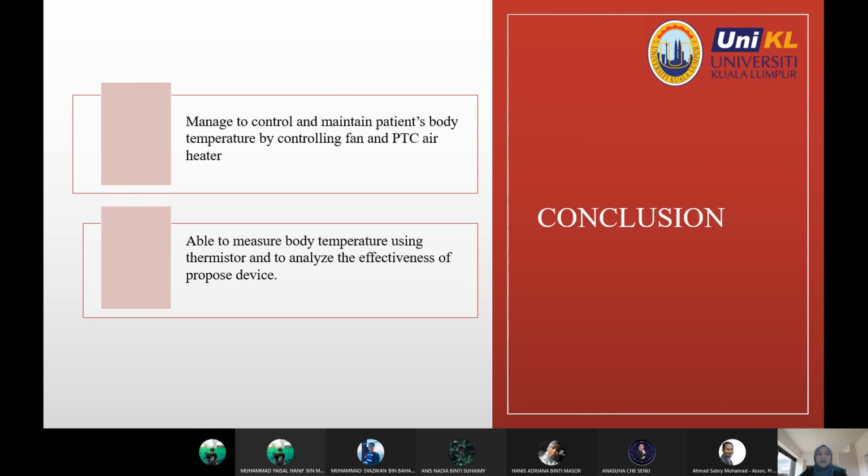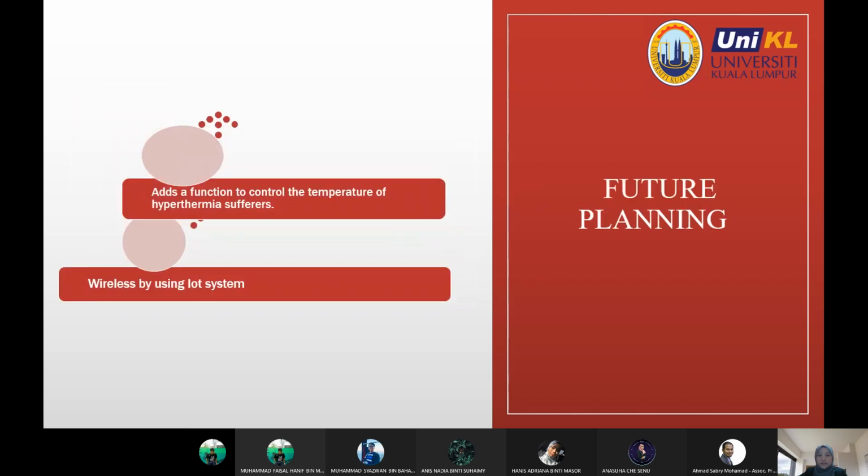So the conclusion: I managed to control and maintain patient body temperature by controlling the fan and PTC heater, and was able to measure body temperature using a thermistor and analyze the effectiveness of the proposed device. For future planning, this project can be improved by adding a function to control the temperature for hypothermia sufferers, which are patients who produce more heat than they lose, and it can be improved wirelessly by using IoT. Okay, that's all. Thank you.